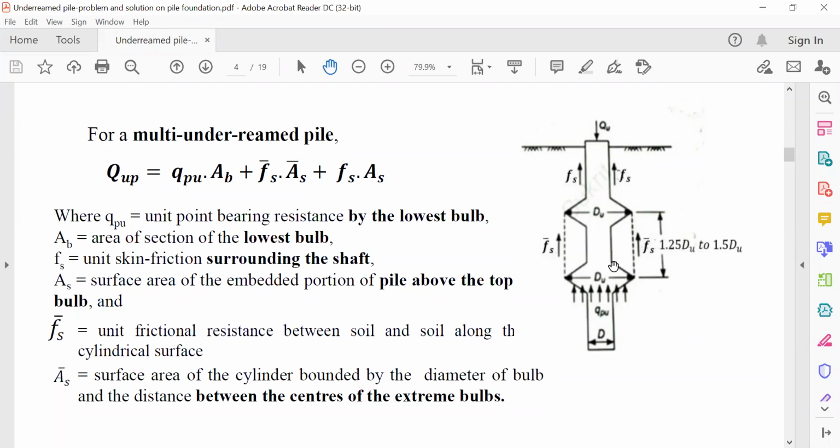Because you know that the more the number of bulbs, the greater our bearing capacity will be, meaning this pile can take more load. So you see, QPU into AB is the cross section area of the bulb. There are three components in this formula: the first component, second component, and third component. The first component is nothing but the load carried by this bottom bulb.